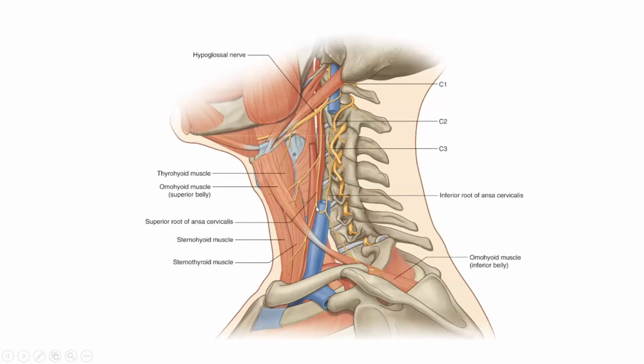As I mentioned, you can find it in the content of the carotid sheath, this superior root or the descending branch of the hypoglossal nerve.